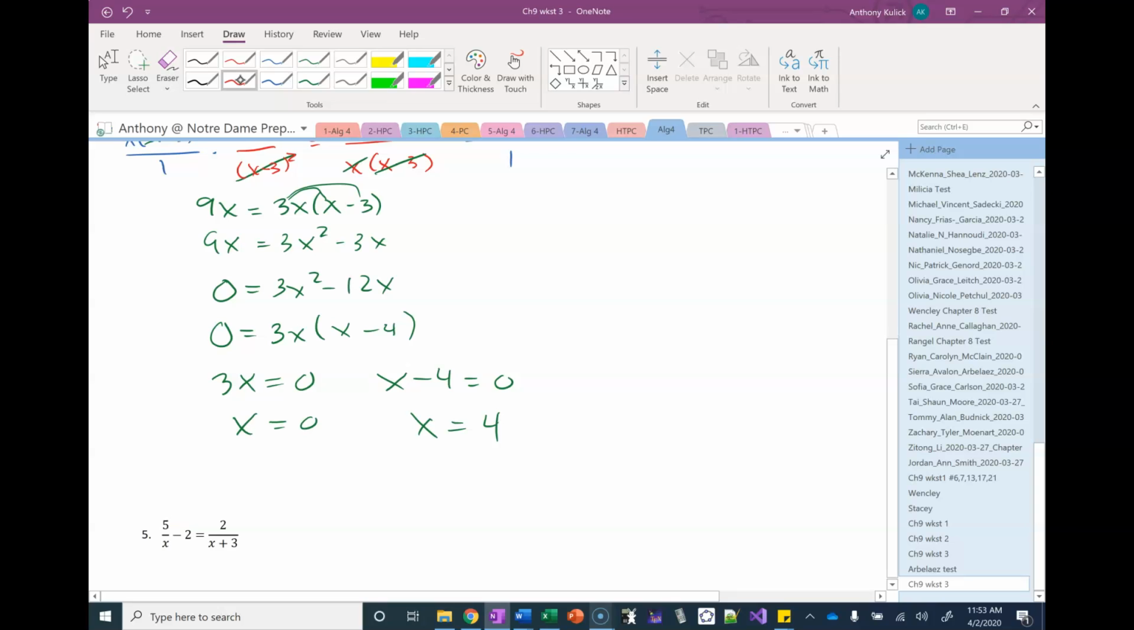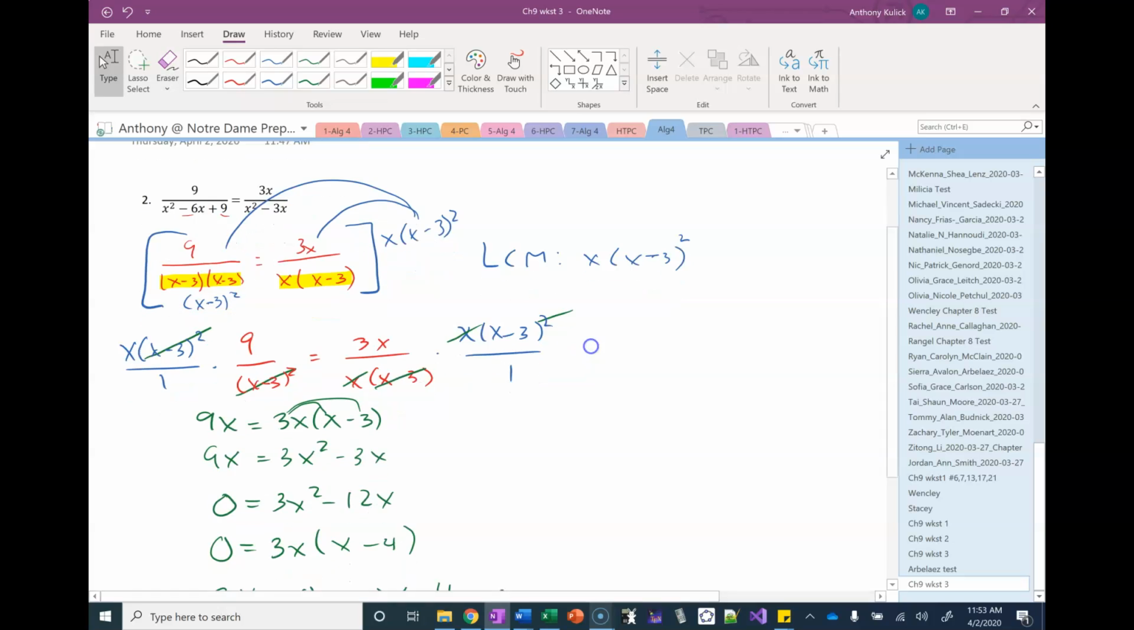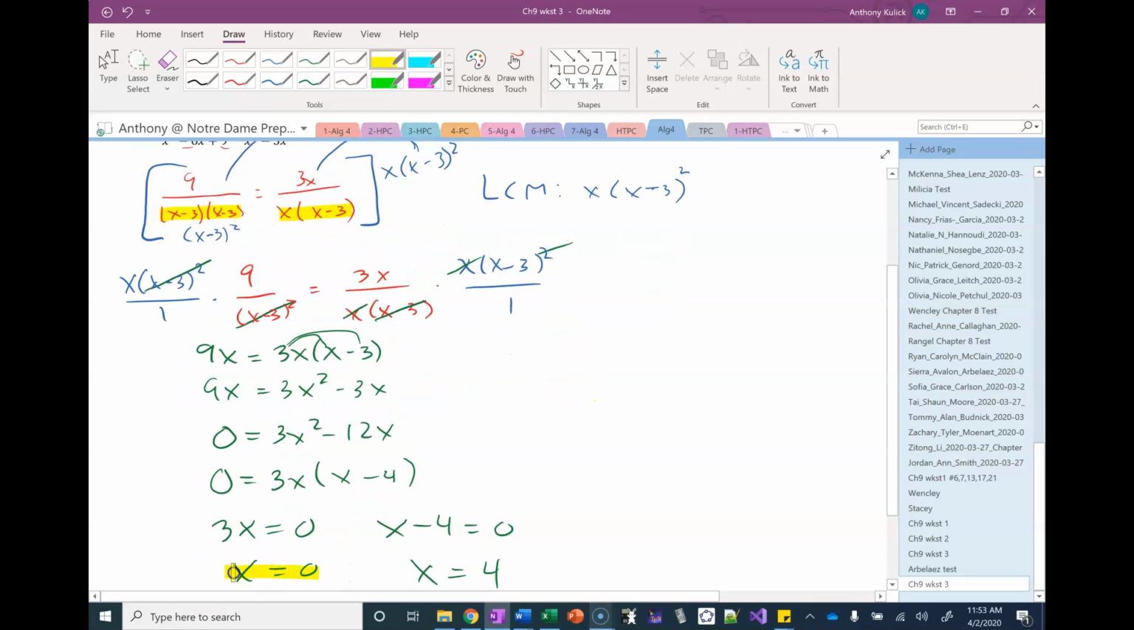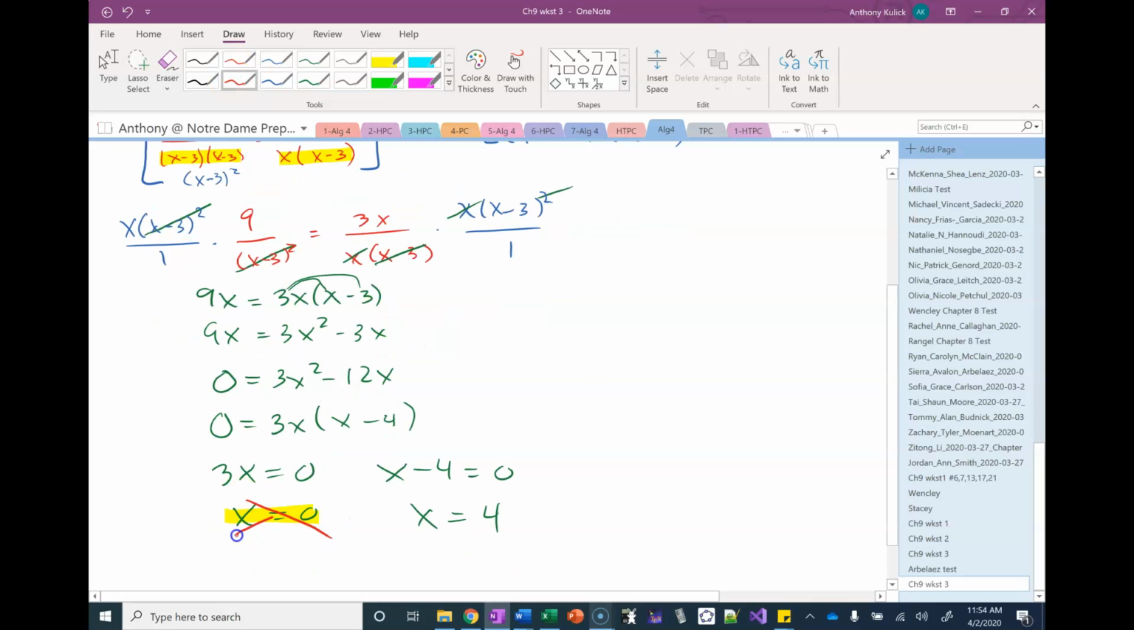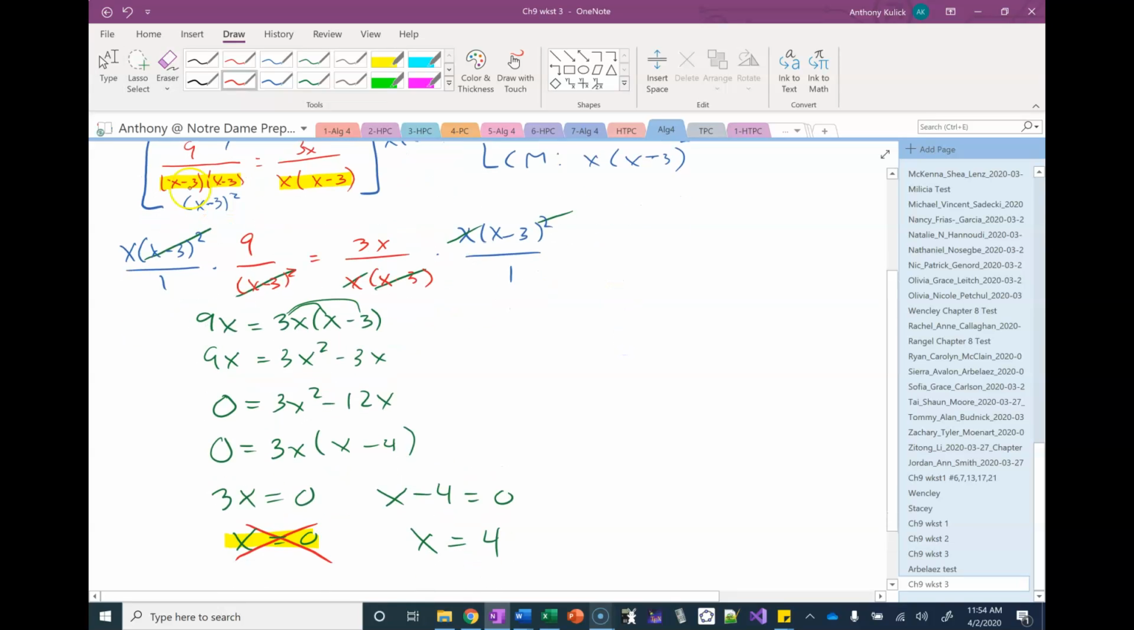However, I need to go back and check. So when I go back and check, I have to check at the very beginning. So let's say we're checking with x equals 0 first. And if I notice right here, if I plug 0 in for x, I'm going to get 0 in my denominator. So this one is extraneous. I'll discard that. And if I plug x equals 4 in, I would probably be looking here. It's a little bit easier to see, because if any of these factors end up being 0, then the whole denominator ends up being 0. But this one works just fine. So x equals 4 I will keep.